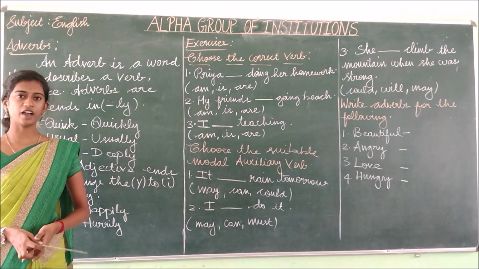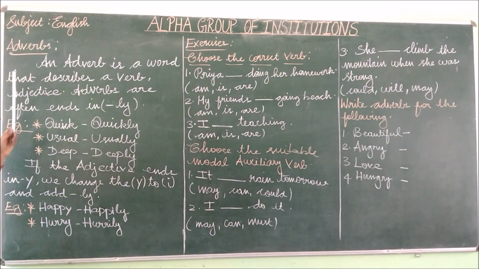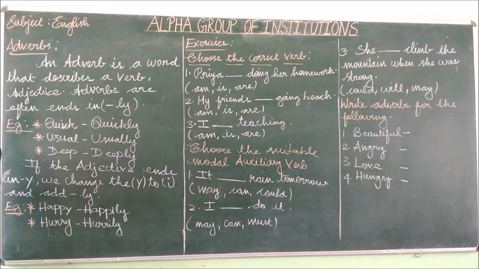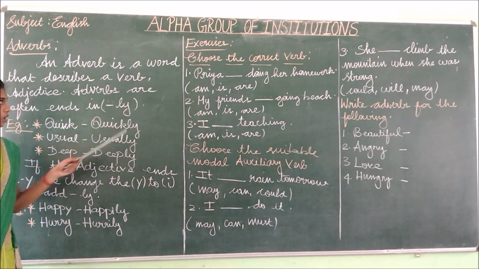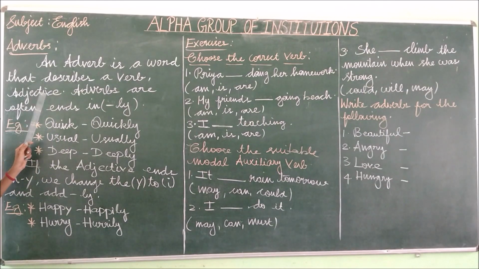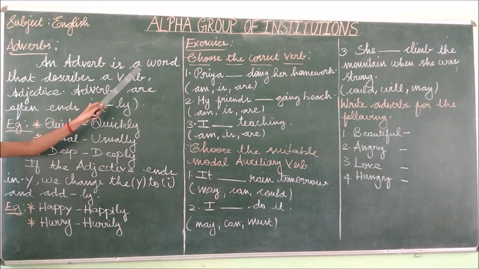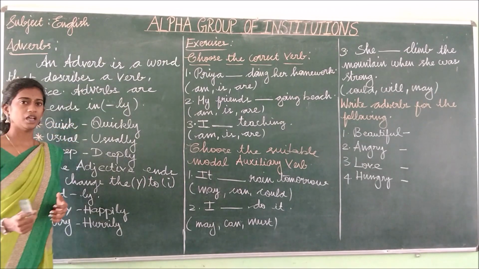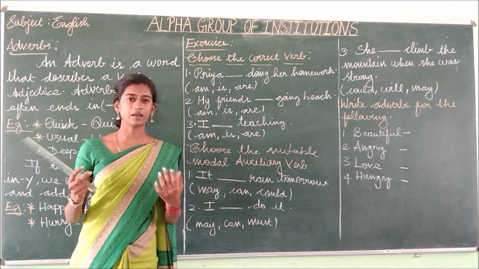Okay students, next we are going to see about adverbs. So what is meant by adverb? I have written the definition of adverb. Let us take the definition. An adverb is a word that describes a verb, adjective. Adverbs often end in ly. So it's a word that describes a verb. Describe means it says about the verb.